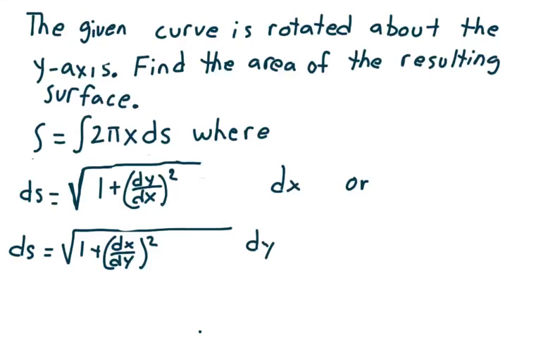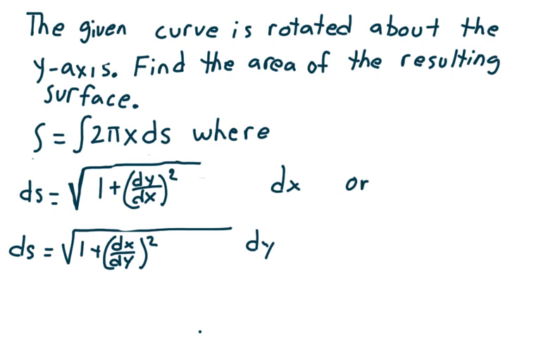The given curve is rotated about the y-axis. Find the area of the resulting surface. The formula is given by S equals the integral of 2 pi x ds, where ds is the square root of 1 plus (dy/dx) squared dx, or ds is the square root of 1 plus (dx/dy) squared dy.